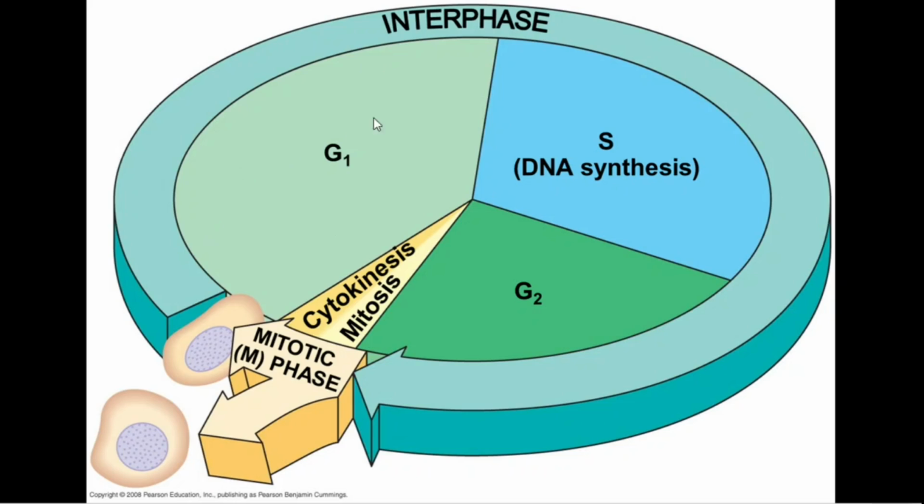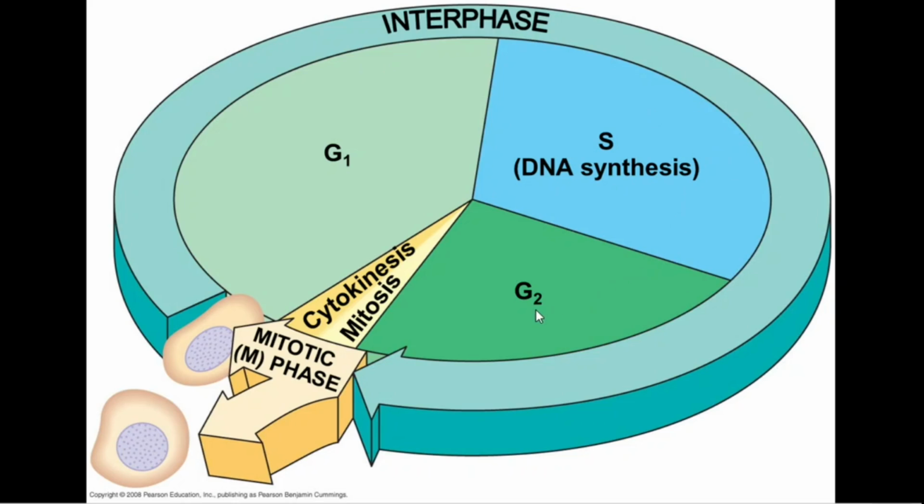So G1 is growth. We then enter into the S stage of interphase where we get the DNA synthesis. That is where our DNA will replicate itself. And we'll talk more about this in the coming slides, but essentially it gives us 2 copies of our DNA.